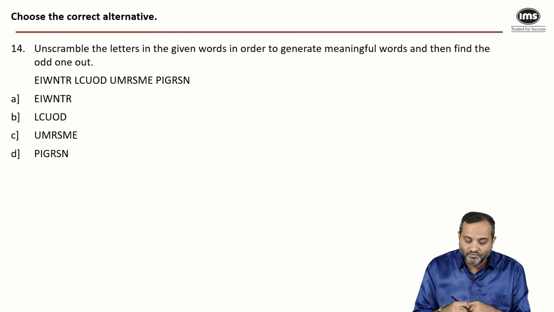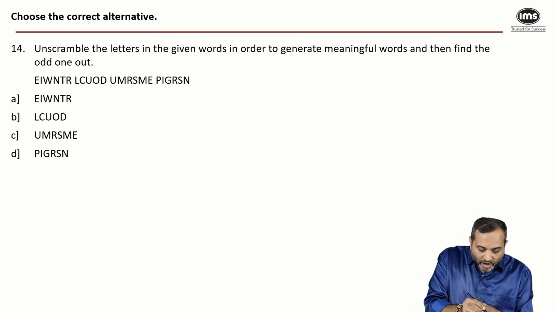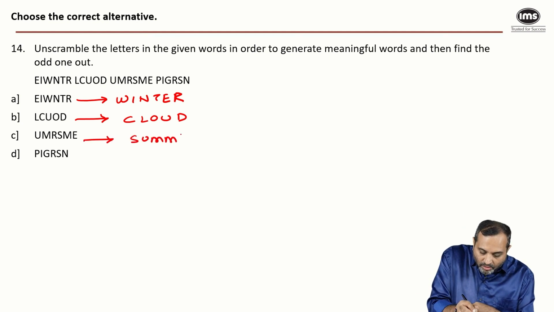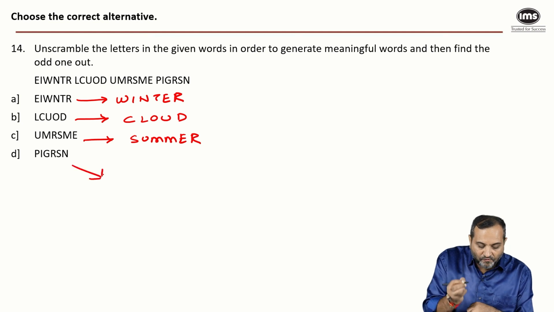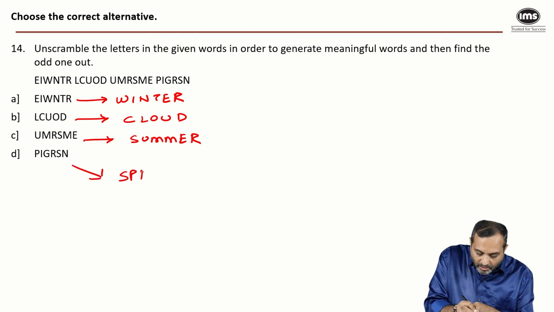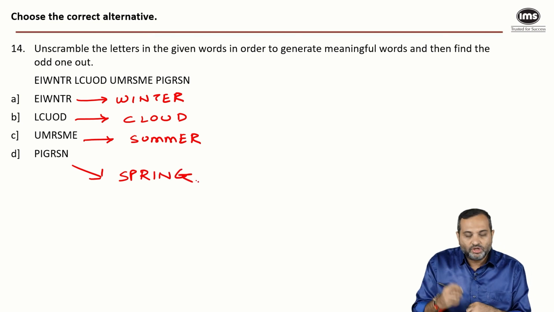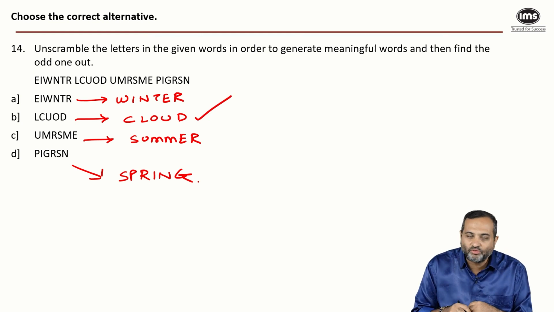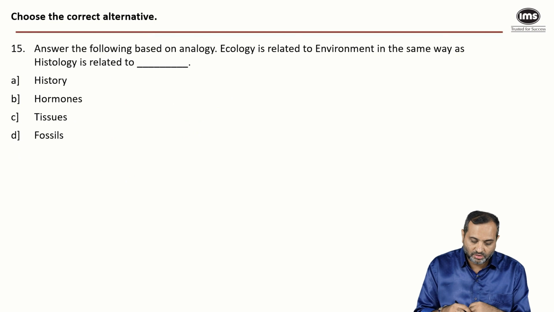Unscramble the letters of the given word to get a meaningful word and then find the odd man out. So if you look at this word, you will get winter. Here you get cloud. Here you get summer. And finally, in the fourth option, you get spring. So, which is an odd man out? It's but obvious. Answer is second option. Cloud is the odd man out. Let's look at the next question.